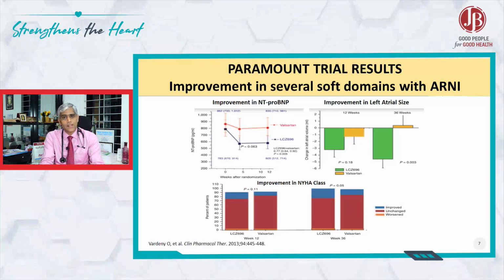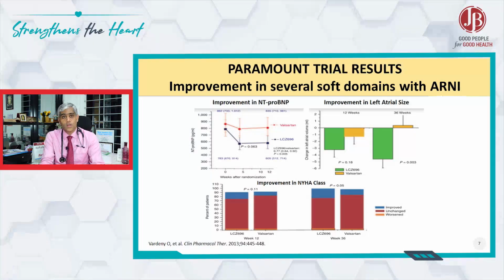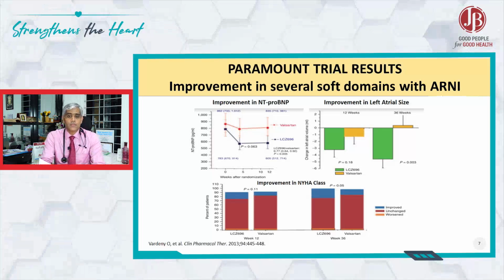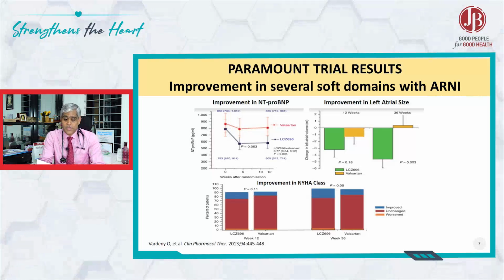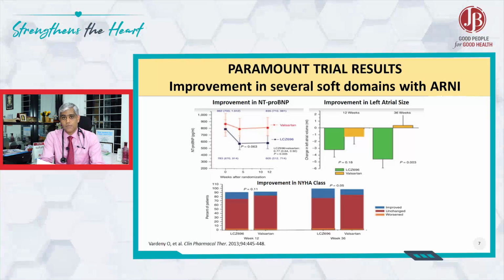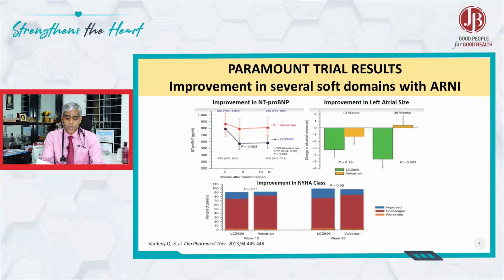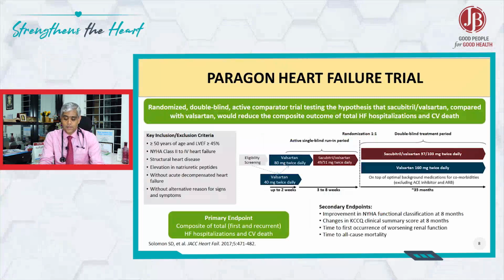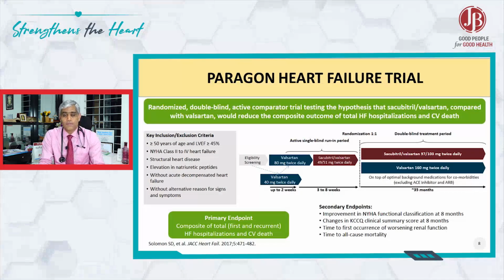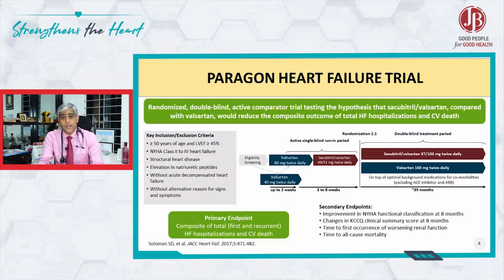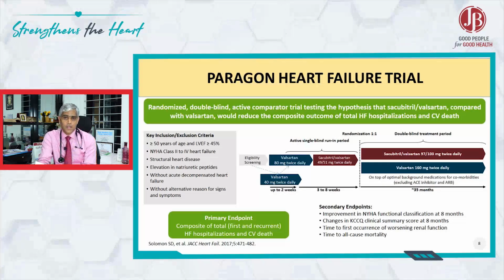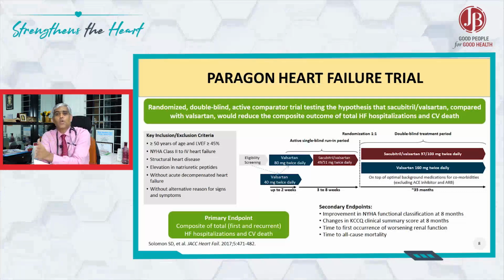Then came the important trial, that is PARAGON-HF. It showed that cardiovascular death had not much benefit, but on the left side, there is a definite reduction in heart failure hospitalizations in the sacubitril valsartan arm versus the valsartan arm. Statistical significance was not achieved, but the numerical difference was definitely there. PARAGON-HF brought out two to three very important and interesting findings. Heart failure patients who are recently hospitalized get the maximum benefit of ARNI as compared to stabilized patients who are not hospitalized.